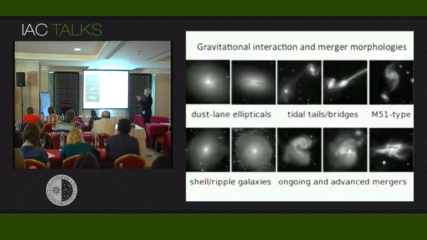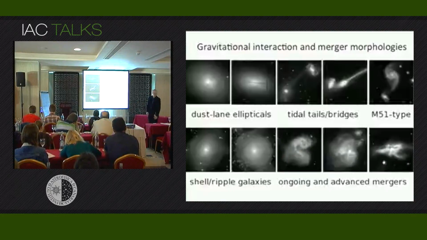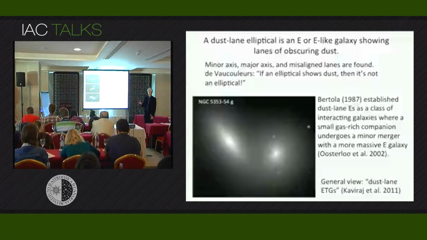Of course, gravitational interactions are more than just catastrophic rings. In the 1980s, elliptical galaxies were all the rage, and I think they still are to some extent. But people first recognized, or at least first appreciated, dust lane ellipticals, the main original example being Centaurus A, NGC 5128. We have tidal tails and bridges, M51 types, shell and ripple galaxies, and ongoing advanced mergers. I'll just say a little bit specifically about some of these.